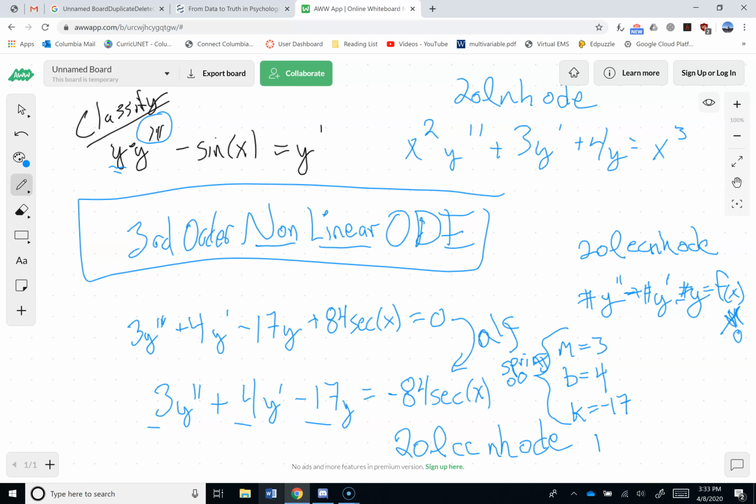Good. And the external force, right, is minus 84 secant x.